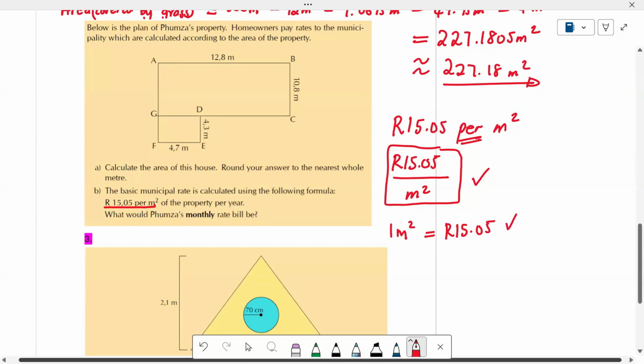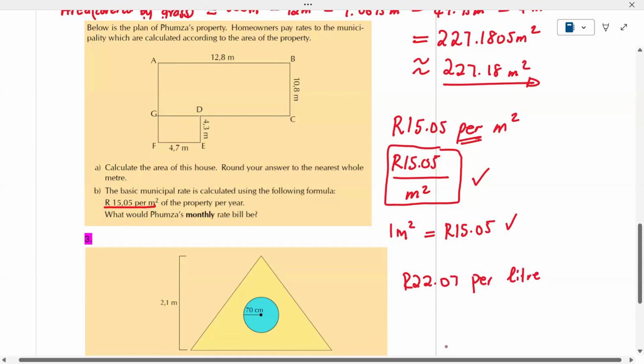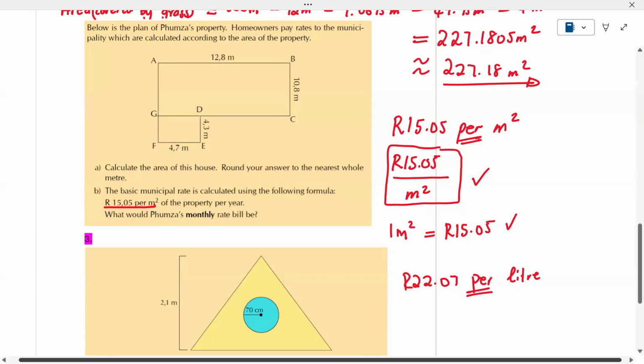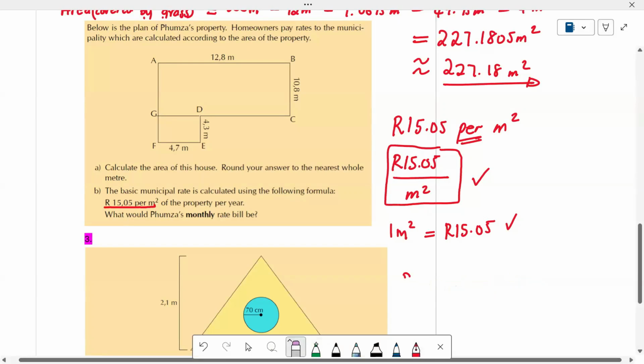Even if maybe they say to you, the petrol rate is 22.07 per liter, what does this mean practically? For 1 liter, you pay 22.07. Good. So when you're given a rate, per something, it's very important that you think of it like that: for every one something, you're going to pay this amount. It's a rate, so think of rates like that. And if you're given a rate, write it as an equation for yourself.